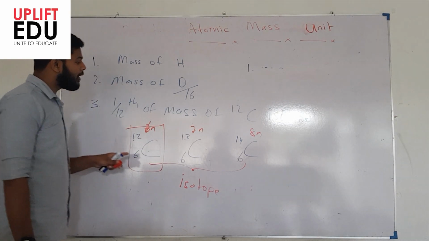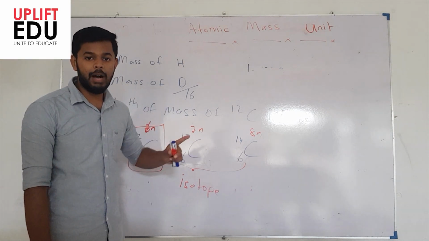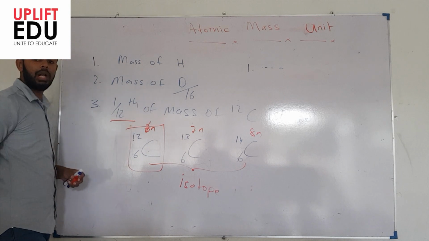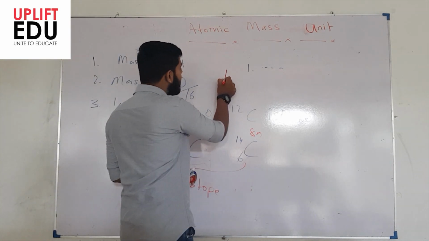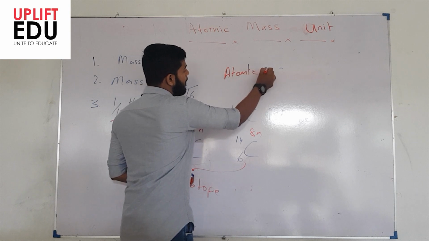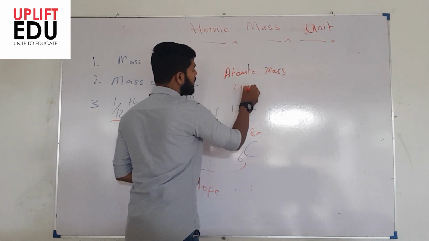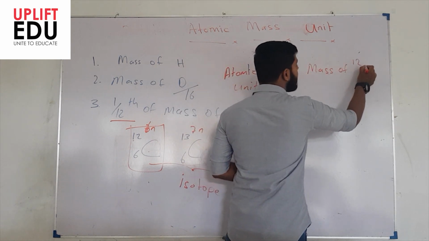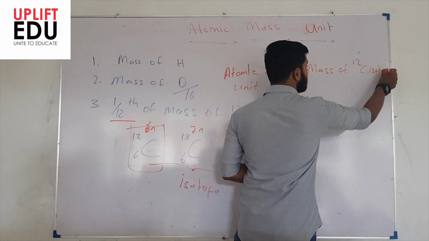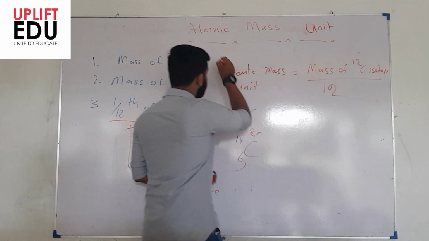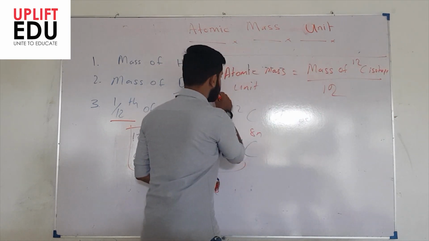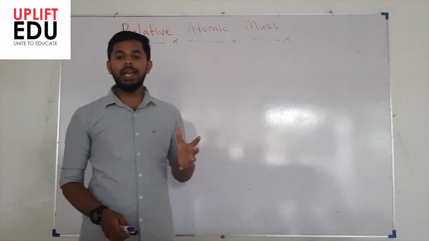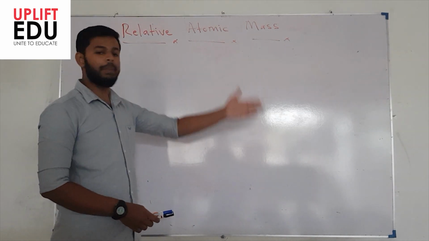Okay, so at present, what we accept is not the actual mass of the 12 carbon isotope, not the entire mass, but 1/12 of the mass of the 12 carbon isotope. That means the atomic mass unit is equal to the mass of the 12 carbon isotope divided by 12. This is what we call the atomic mass unit. So we discussed the atomic mass unit. Now we can understand what a relative atomic mass is, right?